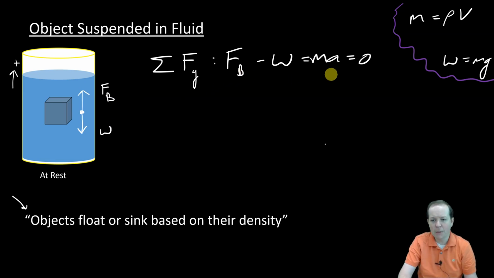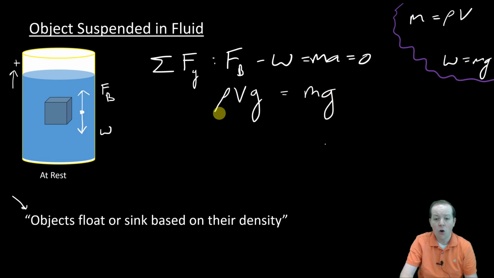If I set up the sum of the forces, this is what I have. So I have the buoyant force, which remember is rho times v times g. I'm just going to swing the weight over, and remember weight is equal to mass times gravity, m times g. Remember, what is the density here? This is the density of the fluid. V is the volume of the displaced fluid.